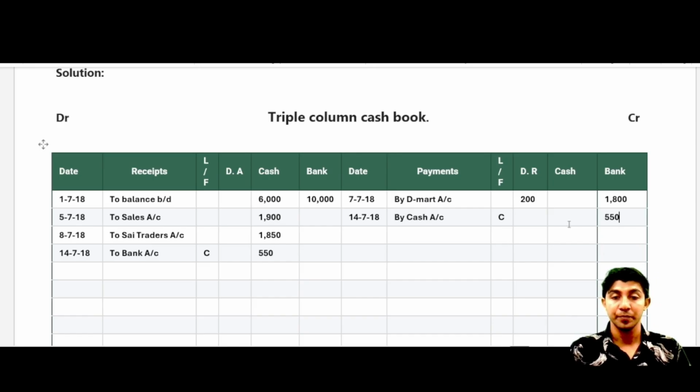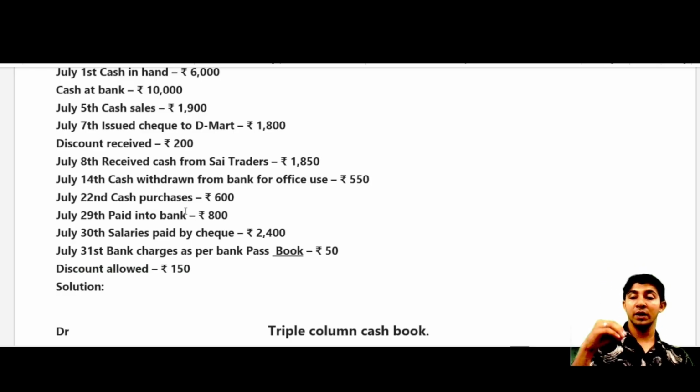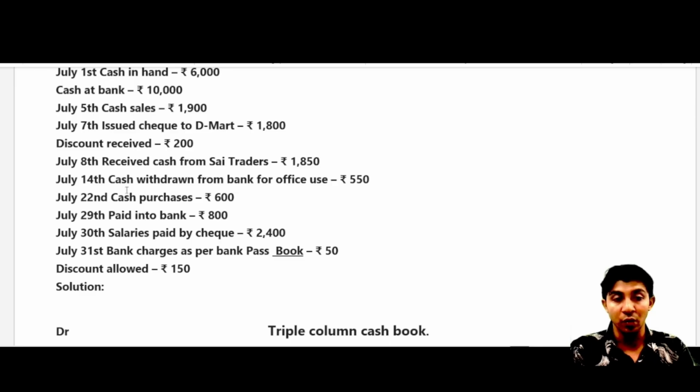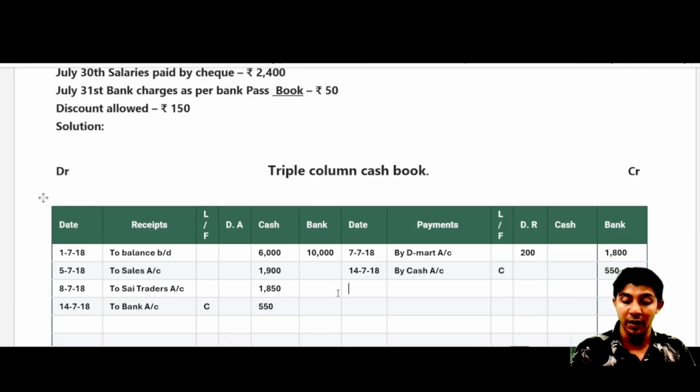Done. ठीक है. Now we'll move towards the next transaction, that is cash purchases. That means हम परचेज करें और कैश पे कर दिए. So this transaction was on 22nd July. So बिजनेस में से हमारे पैसे गए तो पेमेंट साइड लिखना है 22nd July 2018. And हम क्या करें? हम खरीदे. So here we have to write by purchases.